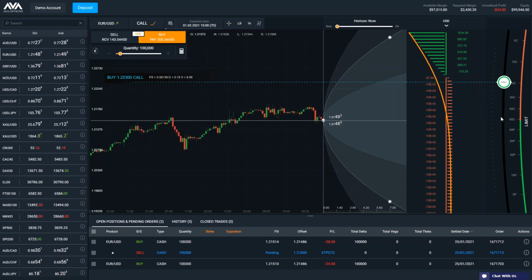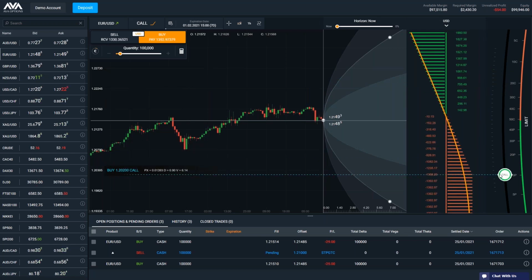If I move my strike much lower, then the option is already in the money. The right to buy at 120 is already valuable because we're already trading much higher. Therefore, the delta is higher and the cost of the option is higher.